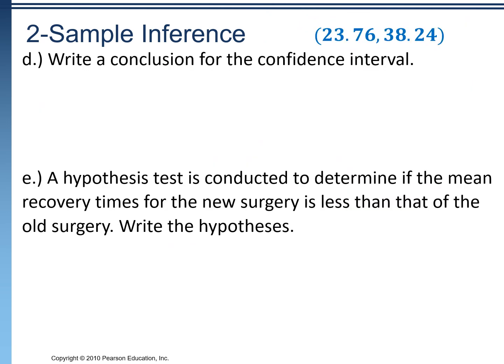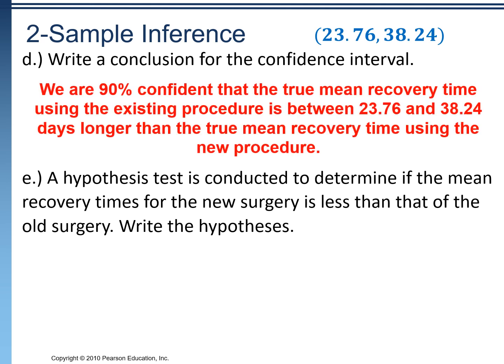Write a conclusion for the confidence interval. Again, this is about the difference in means this time instead of proportions. We are 90% confident that the true mean recovery time using the existing procedure is between 23.76 and 38.24 days longer than the true mean recovery time using the new procedure.